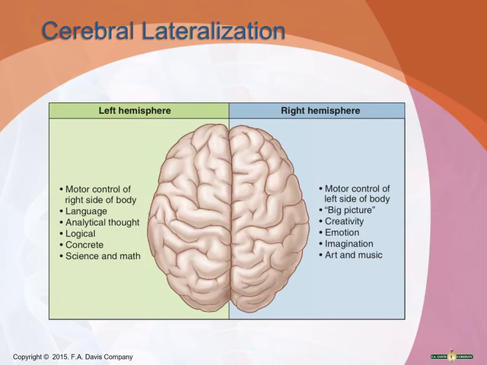Cerebral lateralization. You've heard the left brain, right brain, and the left brain does certain things and the right brain does certain things. The left side of the brain, that's the more analytical side. It focuses on language and the types of reasoning used in math and science. And the right side is more concerned with creativity and spatial ability.